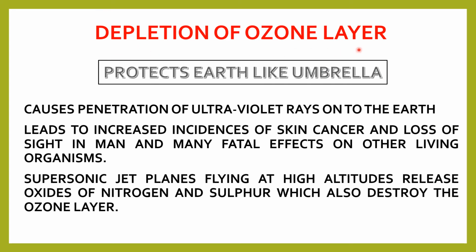Depletion of ozone layer. We all know that the ozone layer is the umbrella of the earth, and it prevents the penetration of UV rays onto the surface of the earth. And if UV rays are entering the earth, then they can lead to skin cancer. Some people may be losing sight also, and they have very fatal, lethal effects on the life of other living organisms. They may be dying. Even the supersonic jet planes, when they are flying at very high altitudes, will be using a different type of fuel which emits lots of oxides of nitrogen and sulfur, and this is going to destroy the ozone layer.